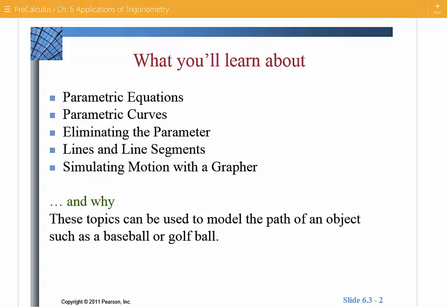And these topics can be used in the real world, obviously, but the most obvious situation is when you are talking about motion. So let's look at an example of that real quick.